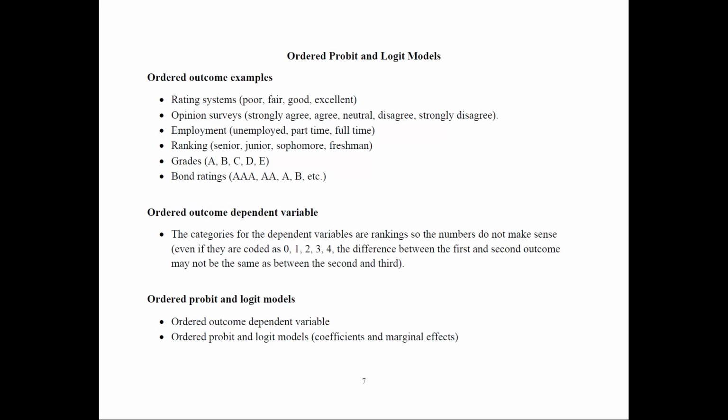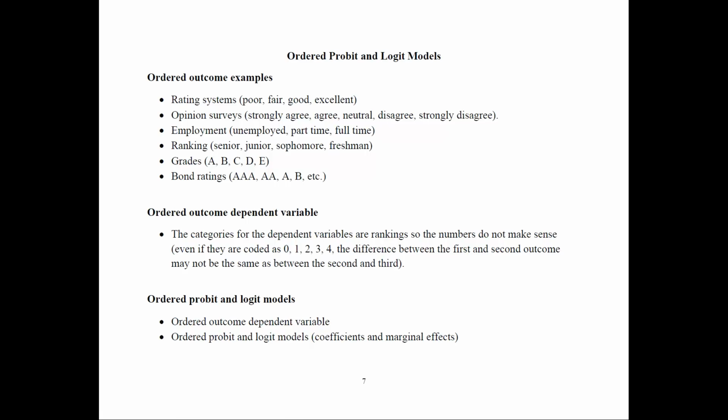Another type of these Probit and Logit models is the ordered ones. And here we have as a dependent variable, say, ranking systems: poor, fair, good, or excellent; opinion surveys: strongly agree, agree, neutral, disagree, or strongly disagree; employment status, where it varies with intensity from unemployed, part-time, or full-time; ranking of students such as senior, junior, sophomore, and freshman; grades A, B, C, D, and E, what we use in the States; and bond ratings, including AAA, AA, A, and so on.